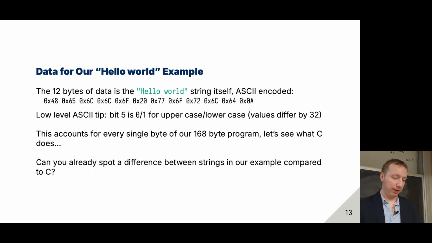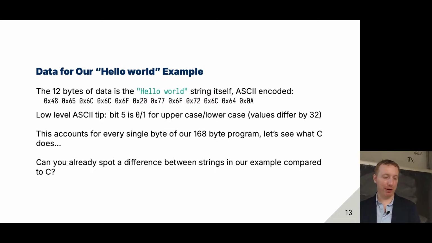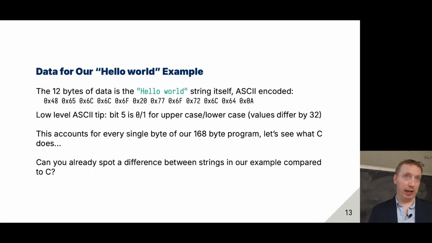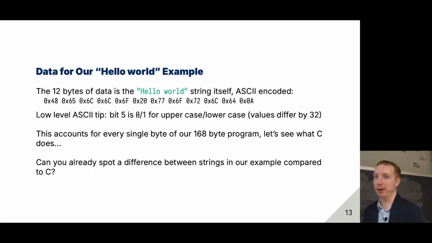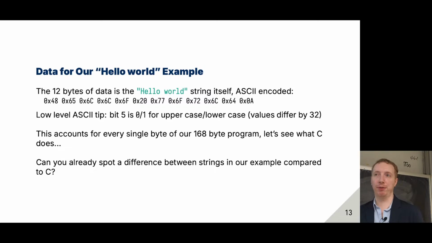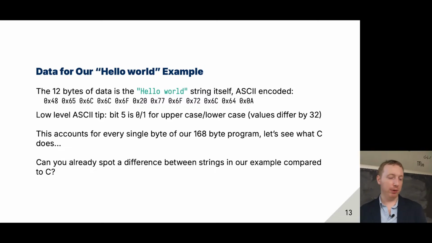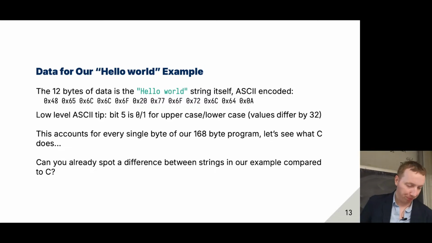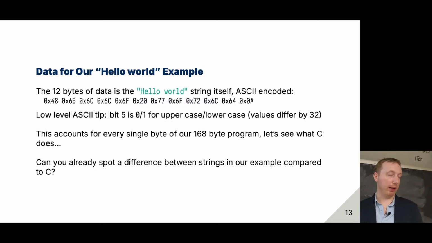So here's a weird low-level ASCII tip that won't come up for this course, but if you really want to know, bit 5 is 0 if it's uppercase, 1 if it's lowercase, because the values differ by 32. And why did they design it that way? Because computers back in the day were dirt slow, and checking a bit is about the fastest thing you can do. That fact may come up later in the course as well. So that's every single byte of our 168-byte program, all accounted for.